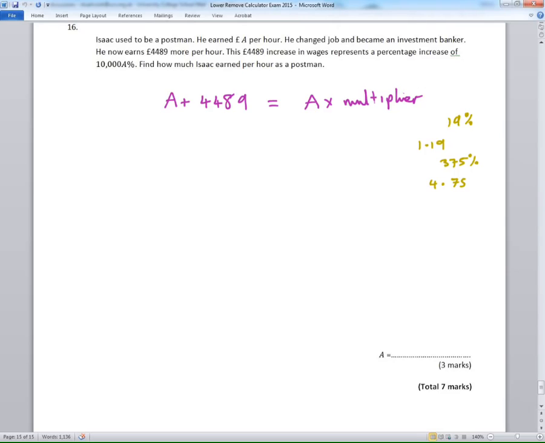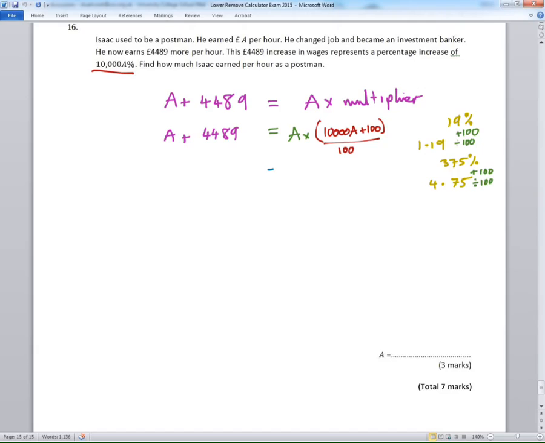If it was 19%, what we might think about doing is adding 100 to 19 and then dividing by 100. Because 19 plus 100 is 119, and then divide that by 100 gives you 1.19. Similarly, for 375, if you add 100, you get 475, and then divide that by 100, and you get the multiplier 4.75. So where I've written multiplier in that purple line, I'm going to replace that with, well, the percentage increase was 10,000A. So we're going to take our 10,000A, like we took our 19%, we're going to add 100 to that, and divide that by 100. So this is our multiplier.